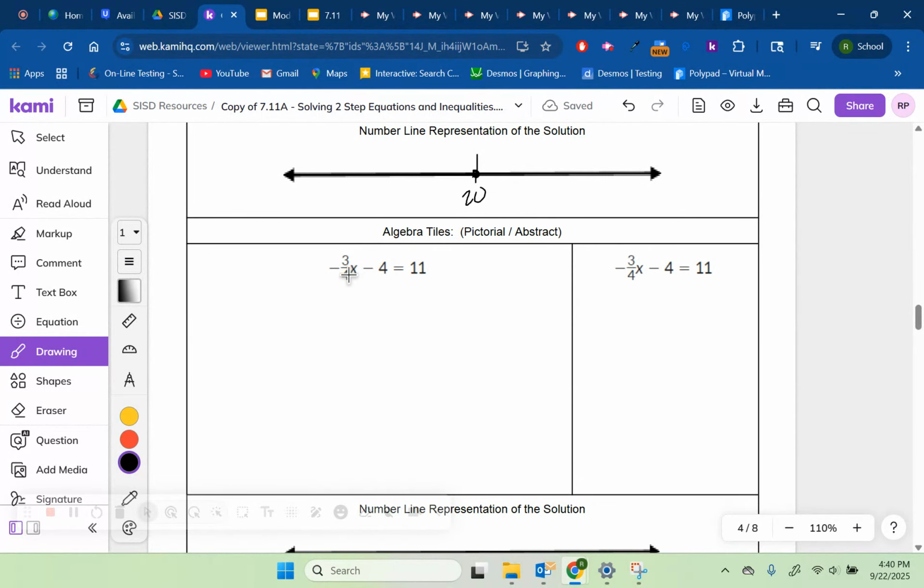Okay, so negative 3/4 x minus 4 equals 11. Here we can use tiles, say pictorial, or you can go abstract. As soon as you get to this part here, the game changes a bit. However, you can still use your tiles.